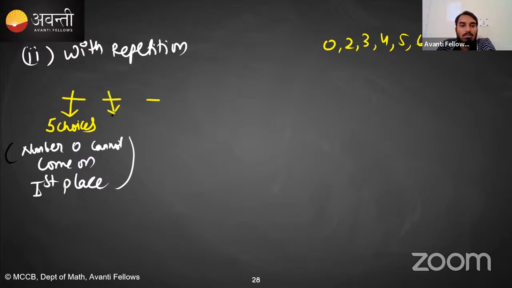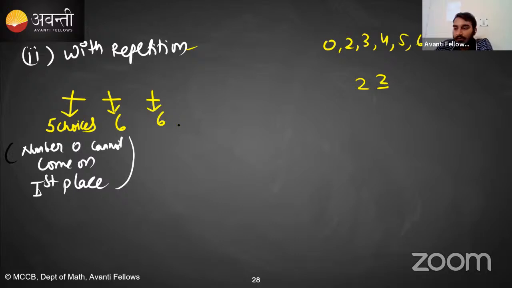Now corresponding to each of which, how many choices do we have for the second place? Tell me quickly in the chat box, how many options do we have for the second place? 0 can come. Yes or no? And see, let's say 2 has come on the first digit. So the second digit can be 2 because repetition is allowed. So it means we are now left with 6 choices. Any of the numbers 0, 2, 3, 4, 5, 6 can come on the second place. Similarly, for the third place, again 6 choices.